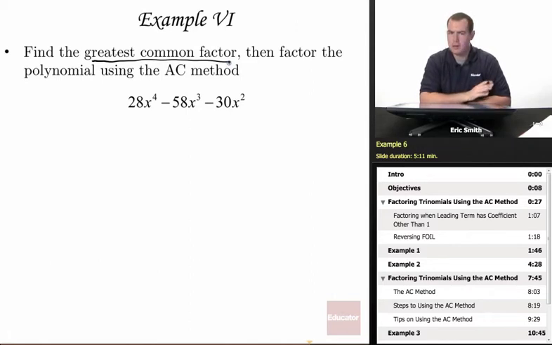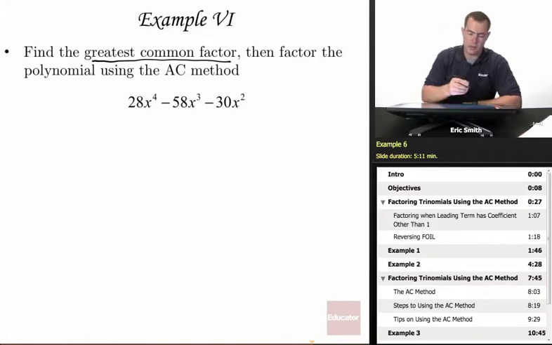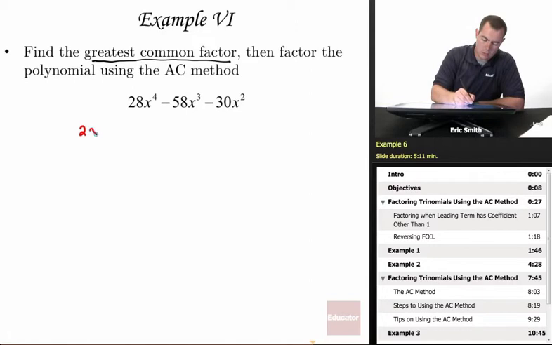So before we even start some of the AC method, let's go ahead and pull out that common term first. Let's see, what do they have in common? Well, everything is divisible by 2, and they all have an x squared. So let's take out a 2x squared.